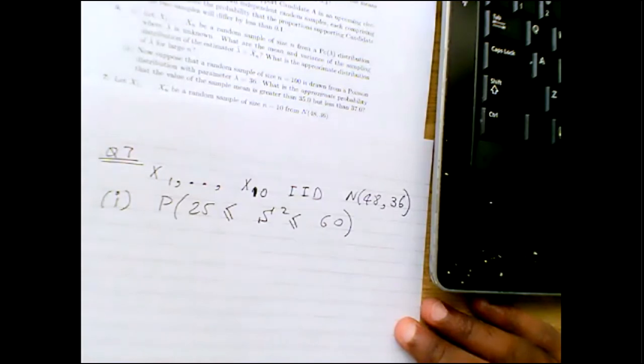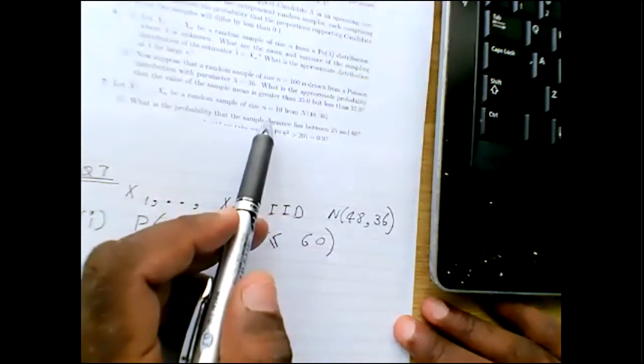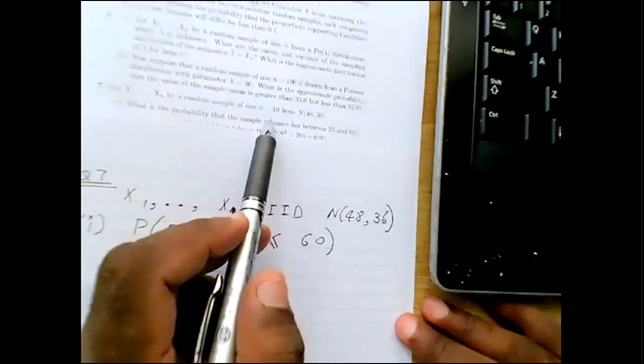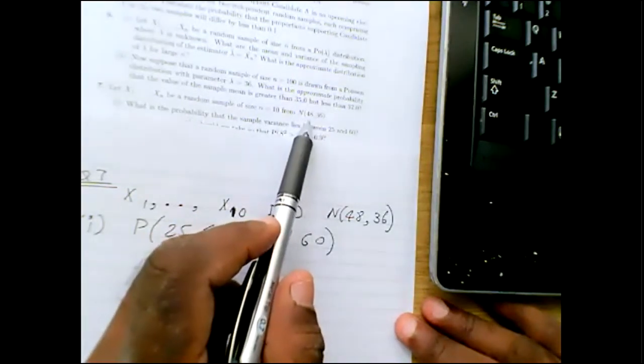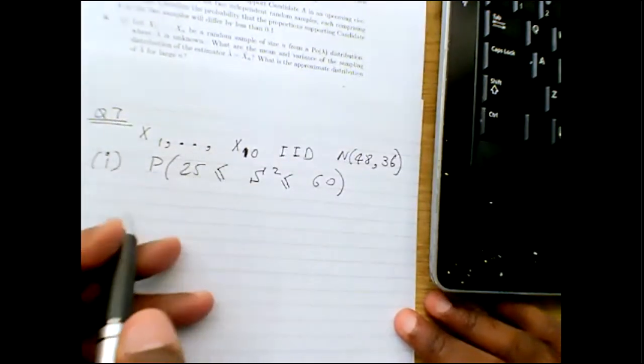What do you mean, Hank? The size of IID be different? Yes, they can be different. In this case, the size is 10, so you have a sample of size 10 from a normal distribution.